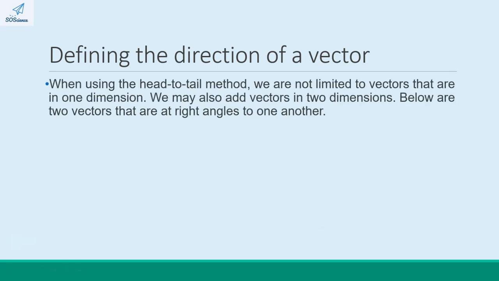Now let's go back to the head-to-tail method. But now we are going to look at the head-to-tail method where the vectors are not necessarily in one dimension. So we're going to look at 2 dimensions. We're going to start by looking at 2 dimensions where the 2 vectors are at right angles to one another, but we're also going to look at 2 dimensions where the vectors are not necessarily at right angle to one another. So let's start off with a vector of 4 units to the right and 3 units up.